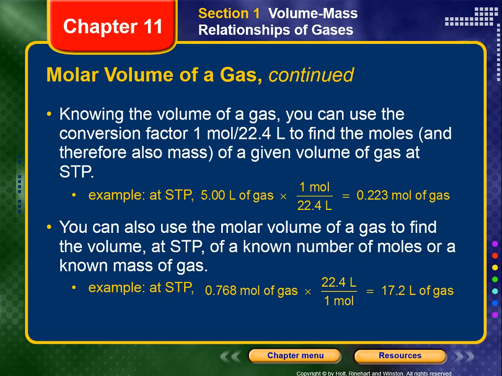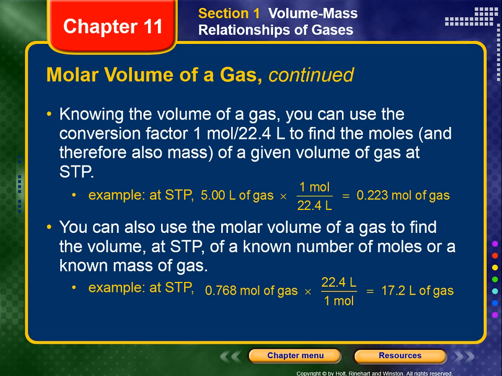So knowing the volume of gas, you can use that conversion factor of 1 mole over 22.4 liters to find the moles, and therefore by extension, the mass, of a given volume of gas at STP, as long as it is at STP. For example, at STP, 5 liters of gas can be converted into moles of that gas using the conversion factor of 1 mole over 22.4 liters. Notice that the liters will cancel out, and mole will be the only unit left there in that first example.